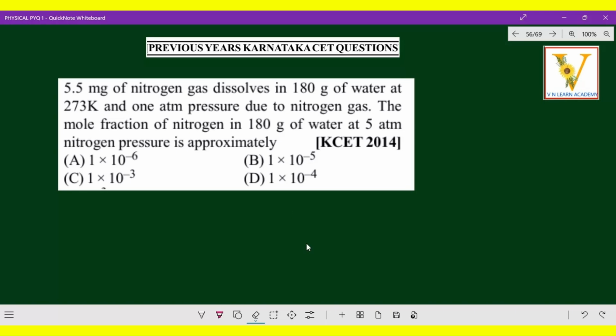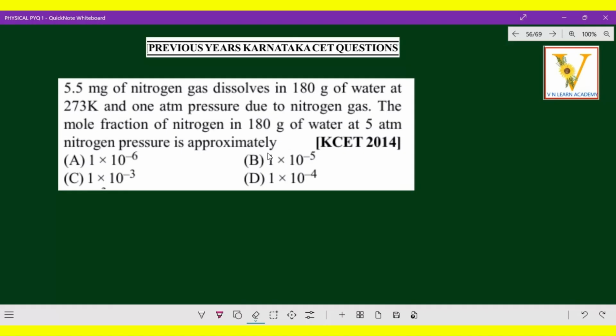Some more interesting and important questions from Karnataka CET. Let us discuss the first question. 5.5 milligram of nitrogen gas dissolves in 180 gram of water at 273 Kelvin and 1 atmospheric pressure due to nitrogen gas. The mole fraction of nitrogen in 180 gram of water at 5 atmospheric nitrogen pressure is approximately how much?